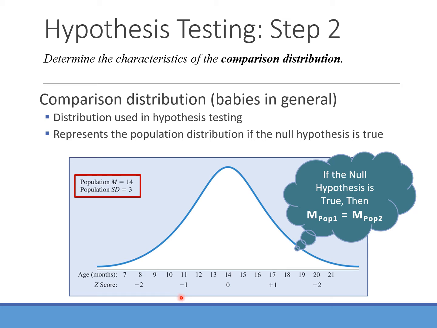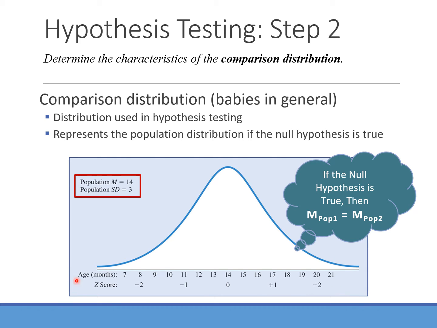3 months before that is 1 standard deviation below. So babies who might start walking earlier, 1 standard deviation below, is 11 months, and then 2 standard deviations below is 8 months. On the other end, 17 months is 1 standard deviation above, and 20 months is 2 standard deviations above. So this is one of those situations where later walkers, which would be less successful in this case, would be the greater z-scores.